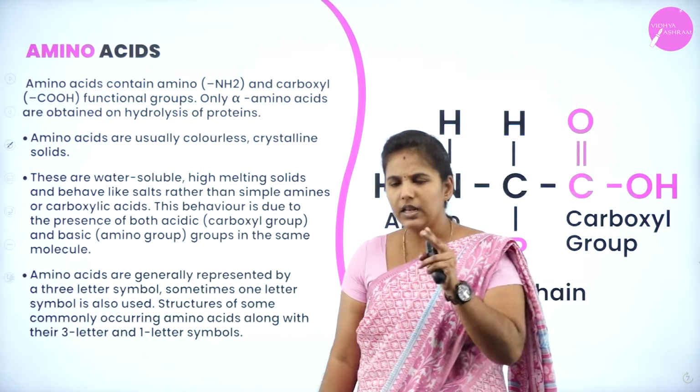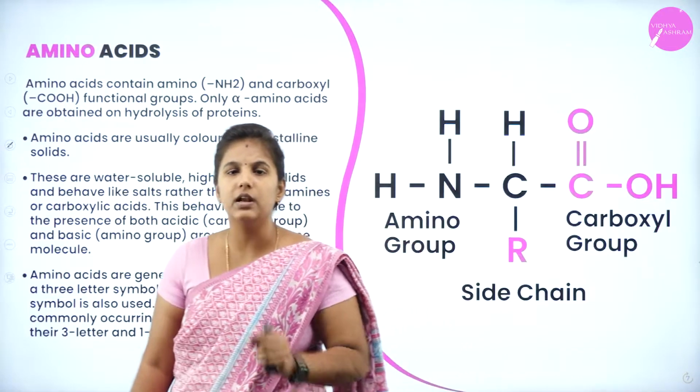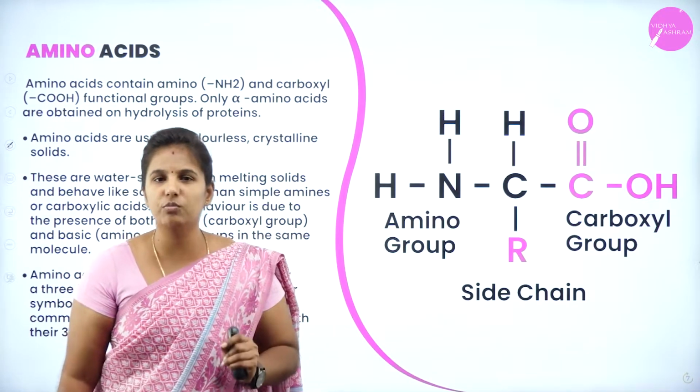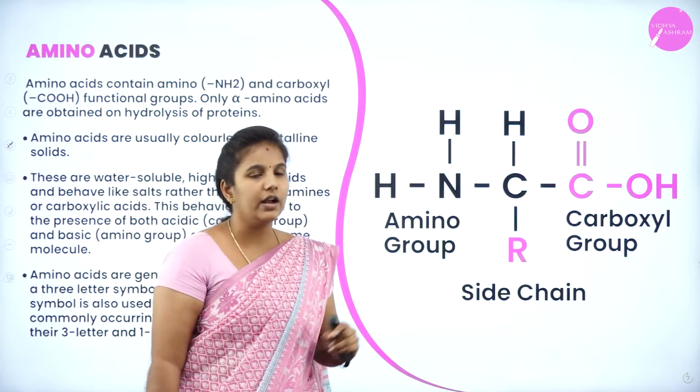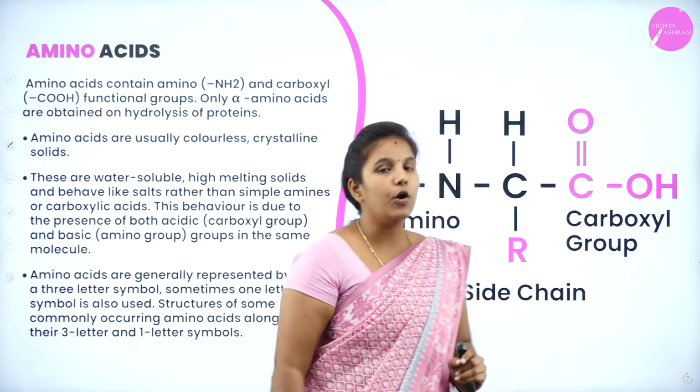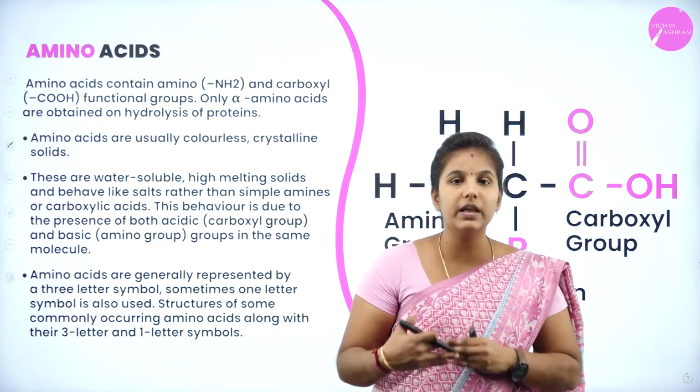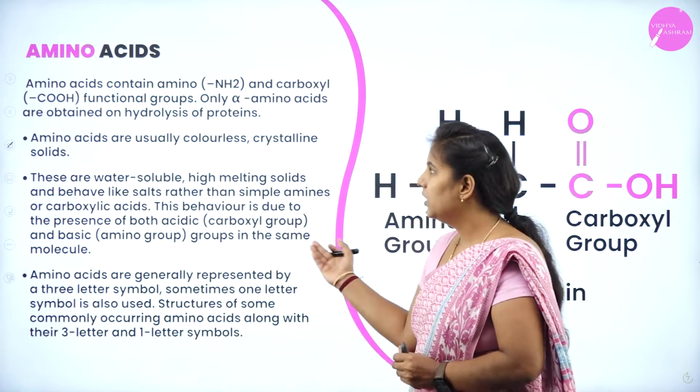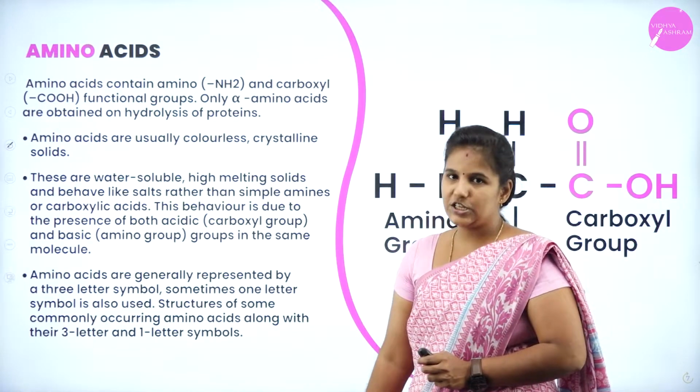And remember, there are 20 different types of amino acids that are synthesized in the human body. So, you will understand which are the important amino acids that are synthesized. Okay. Let's see the definition now.